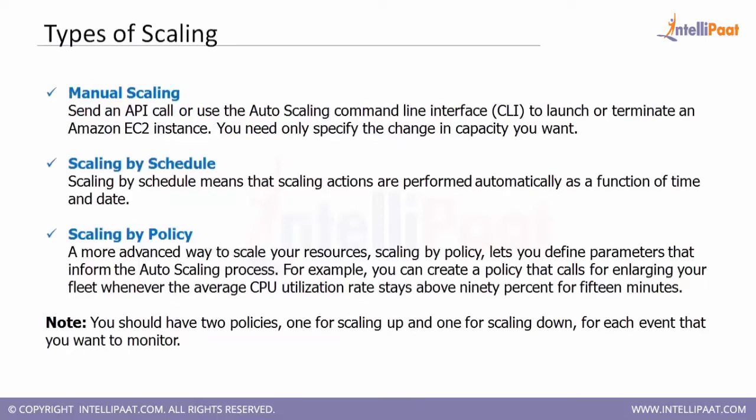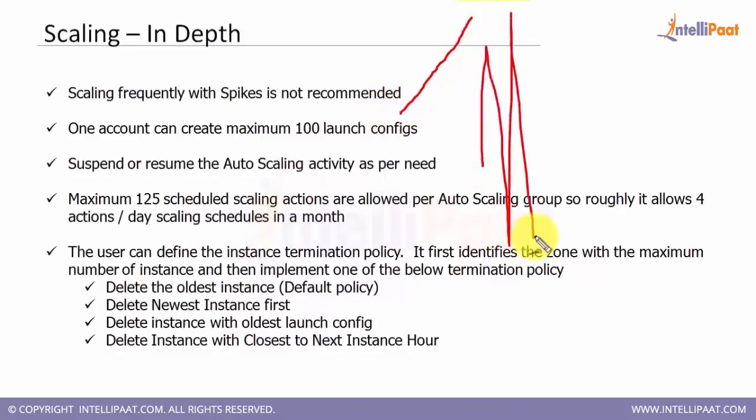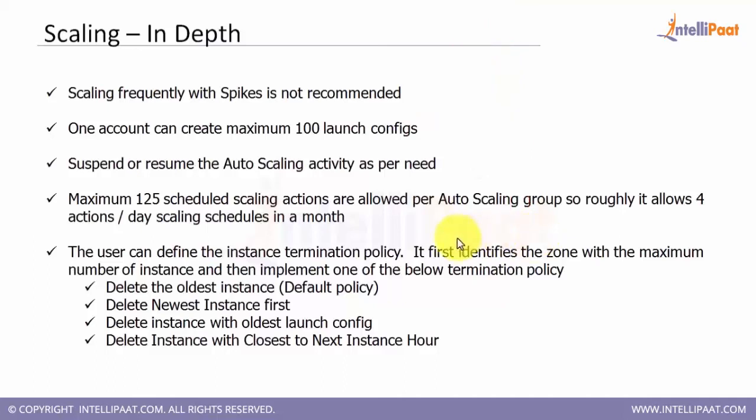We learned the three types of scaling: manual scaling, scaling by schedule, and scaling by policy. It's recommended that you have two policies, one for scaling up and one for scaling down. Let's see a little bit of scaling in depth. Scaling is recommended when you have a gradual rise or gradual low. If you have a spiky requirement, scaling is not for that. Yes, if there is a spike of increase, scaling handles that, but what I meant is spikes up, down, up, down, up, down. That is not the case for scaling.